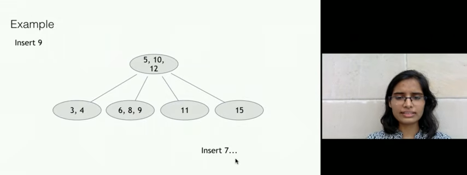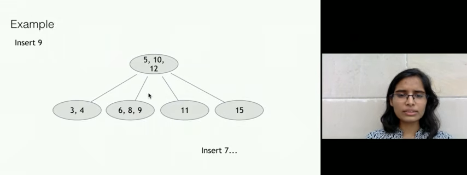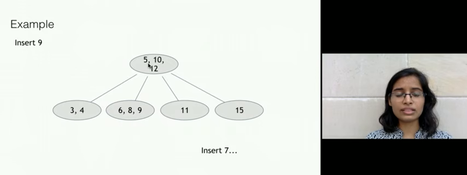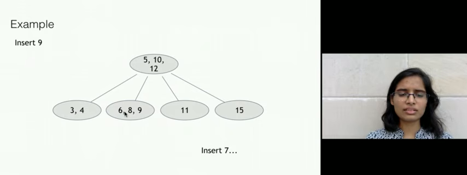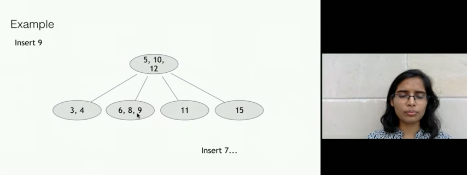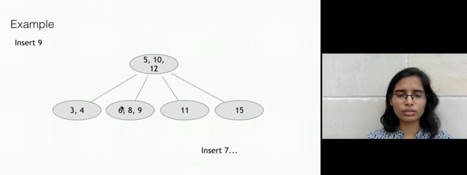Now we have inserting 7. To insert 7, we see that 7 is greater than 5 and less than 10. So we move down here, we look at 6, 7 is greater than 6, so we can put it in this node because it has 3 values. Now we put it in this node, and then what will happen? We'll have 4 values in one node. Again, there'll be an overflow, so we'll have to move either 7 or 8 up.